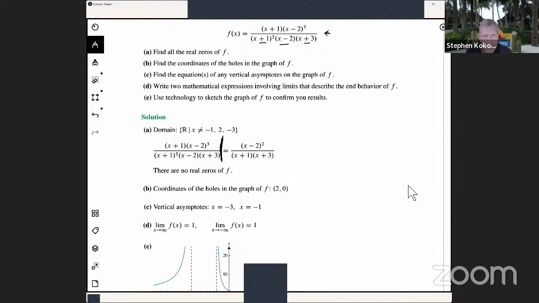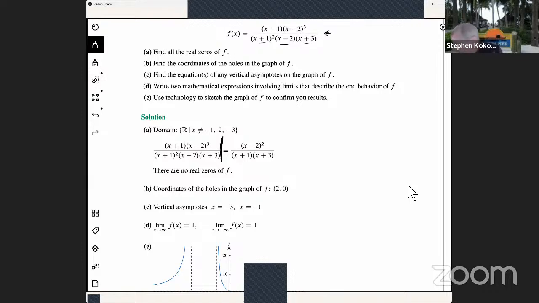Well, there are 2 places where the numerator is 0. One of them is -1 and the other one is 2. But wait a minute. Neither one of those values is in the domain. Both of those values also make the denominator 0. They're not in the domain. That means, son of a gun, there are no real zeros of this rational function f.